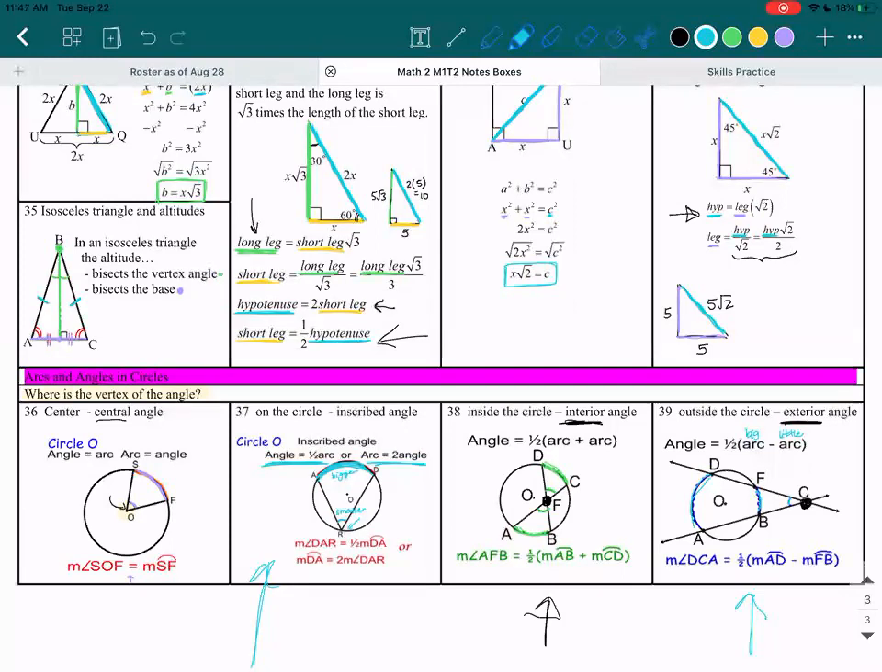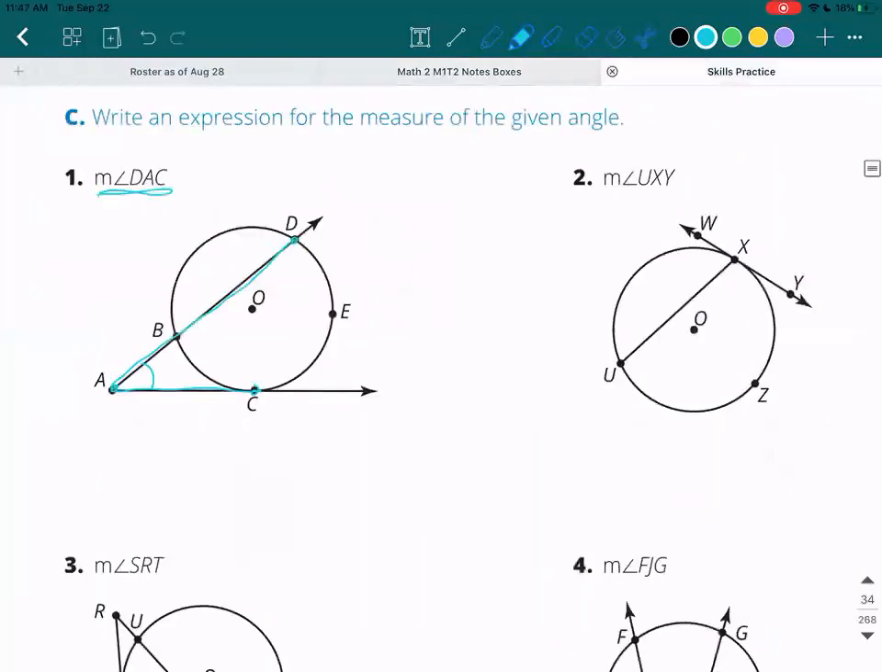For this one, it matters which one goes first. The big arc comes first, minus the little arc, so that you can get a positive number for your angle. So half of big minus little. Going back here, I'm going to write it out. Angle is equal to half big arc minus little arc. That's the equation we're going to follow. So now, let's write it out.